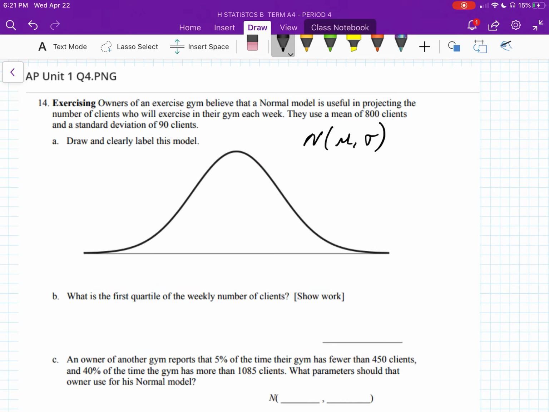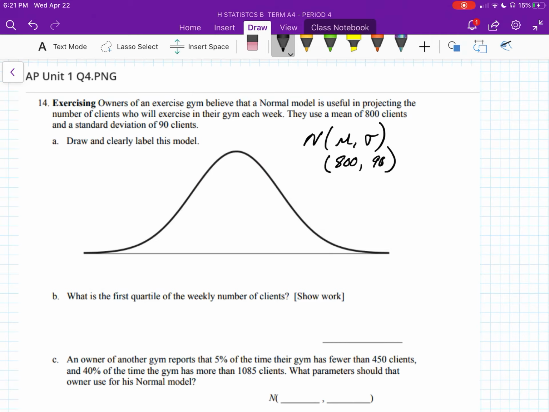And in this case, we've been given that the mean here, this is the number of clients they're projecting to go to the gym, which is a little ironic right now because nobody's going to the gym, which makes me very sad, but we all have to do with what we're given right now. And I'm working out at home, although it's not as fun. So hopefully we'll be going back soon.